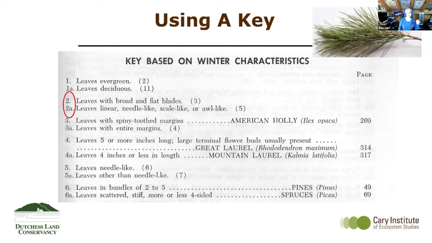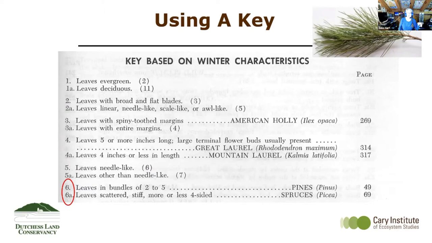Are the leaves broad and flat like blades, or are they linear, needle-like, scale-like, or awl-like? Well, they're definitely not broad and flat. So I'm going to say they're linear, needle-like, scale-like, or awl-like. And that takes me to number 5. Number 5, are they needle-like or are they other than needle-like? Okay, that's kind of a broad question. By other than needle-like, they're referring to the other choices in the previous question, which were scale-like or awl-like. Now these definitely look needle-like to me. So I'm going for number 6.